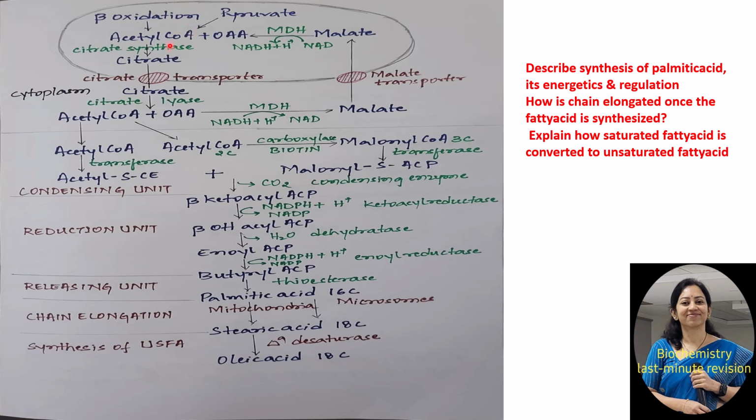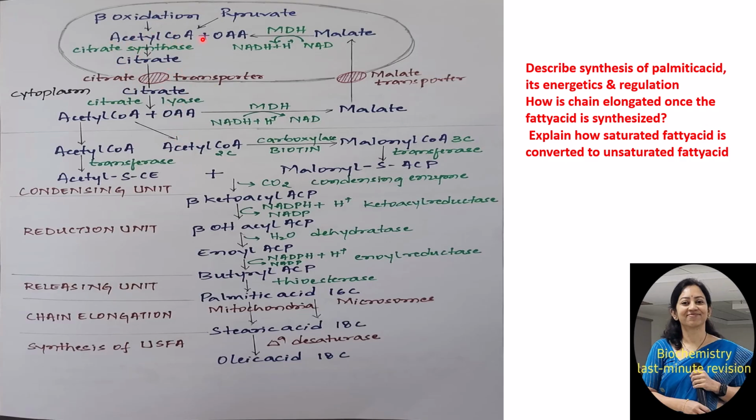Now, the starting material for synthesis of fatty acid is acetyl-CoA, and this acetyl-CoA is derived from aerobic glycolysis as end product of aerobic glycolysis or end product of beta oxidation. Now, this acetyl-CoA is formed inside the mitochondria, whereas de novo synthesis of fatty acid takes place in the cytoplasm. This acetyl-CoA cannot come out of mitochondria as there is no separate transporter for acetyl-CoA.